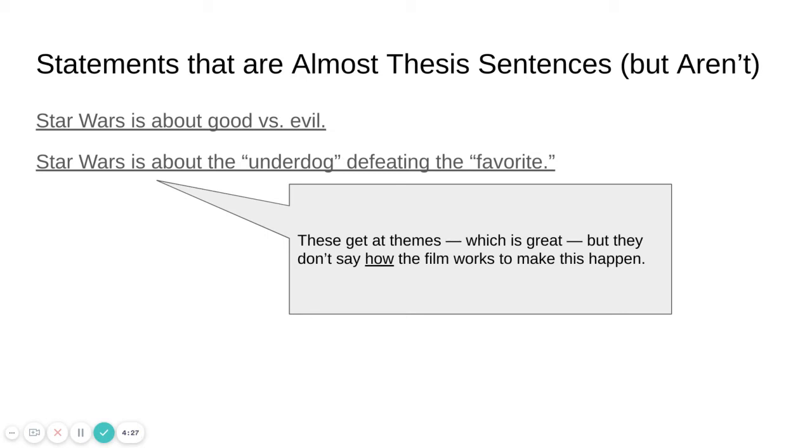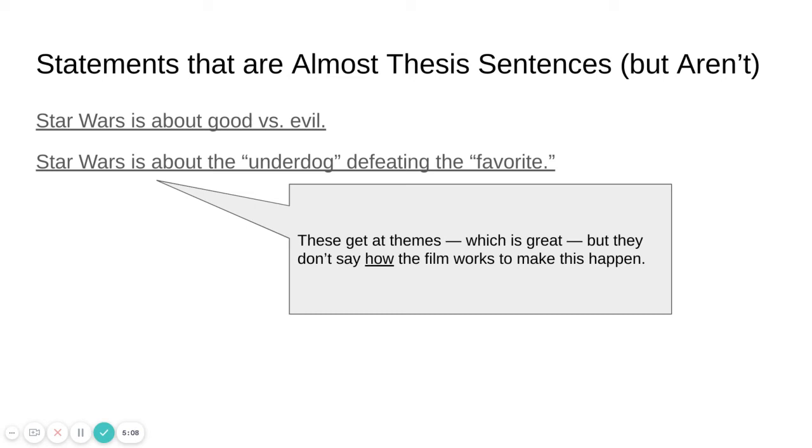Now, I'm going to look at just a couple of statements here that I call sentences on the way to being thesis statements. One could be, Star Wars is about good versus evil. Or it could be, Star Wars is about the underdog defeating the favorite. Now, those are good themes, and they're on their way to an argument, but they're not really thesis statements. Why? Because they don't say how the film works to make this theme happen. It just says a broad thing, and it's like saying, during the day the sky is usually blue, and at night it's black. Right? I want to know why that matters and how that happens.